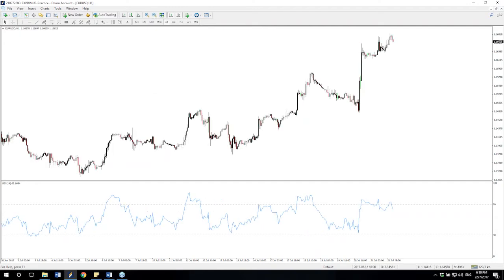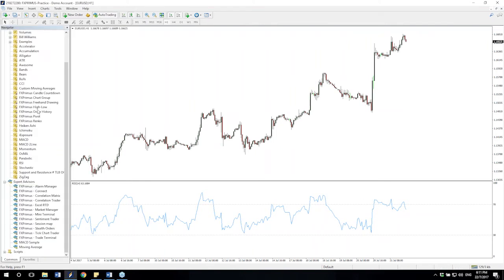Typically traders use the RSI in ranging markets, as in ranging markets the price tends to stop at overbought or oversold levels and reverse, for example here. Whereas in trending or breakout markets, those levels are broken. So here we have a breakout. Here we have a breakout just for a very short period of time.